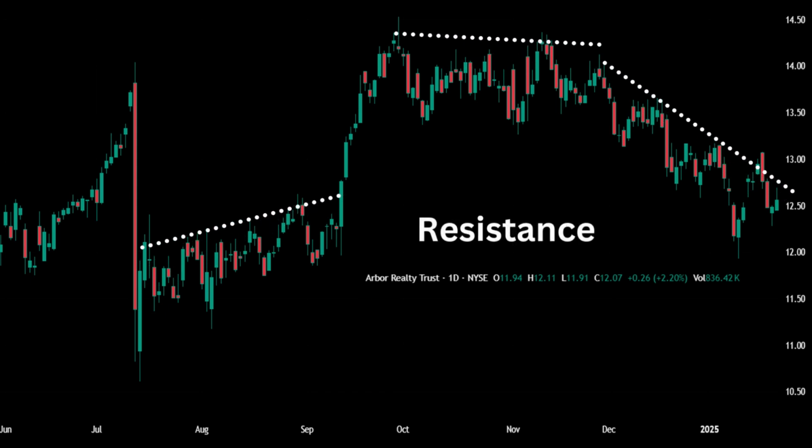Resistance is the opposite concept. It's a price zone where selling pressure overcomes buying pressure, stopping an advance. It's a ceiling. And again, it's formed by the confluence of three groups.